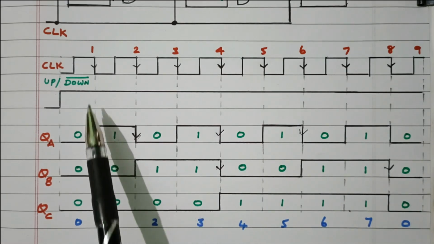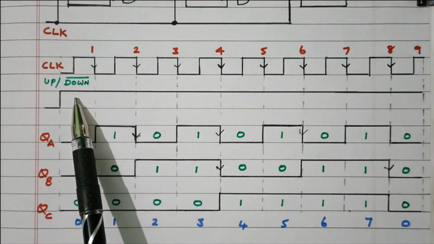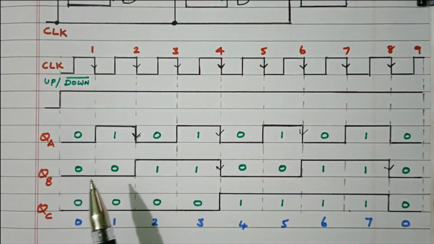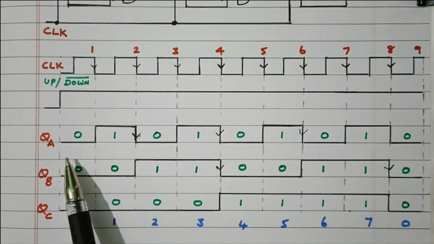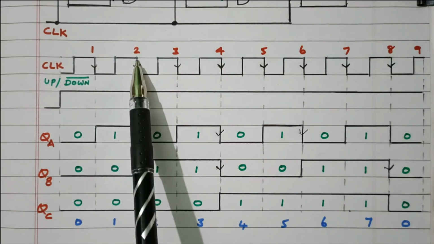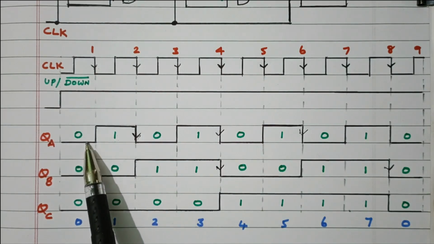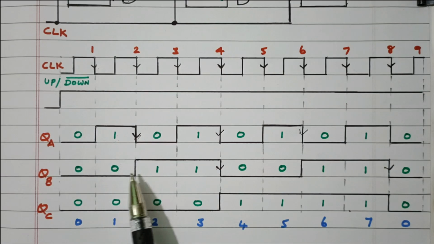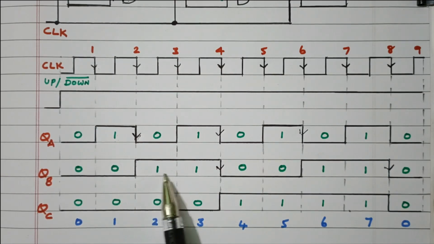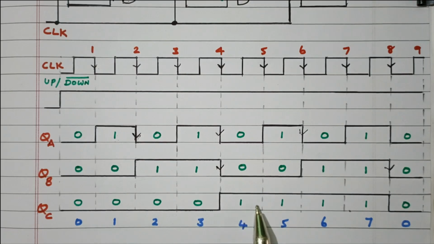So here we are using the negative edge of the clock pulse. The M signal is 1, so the up operation is performed. The first flip-flop is connected with logic 1 for both J and K, so on every negative edge of the clock pulse the output toggles. For the second flip-flop, QA is the input. Whenever it is 1, the status changes. Whenever it is 0, no change. For the third flip-flop, QB is connected as the input. So 0 means no change, 1 means it changes from 0 to 1. Same thing: 0 means no change, right? So now we have discussed the up counting operation.